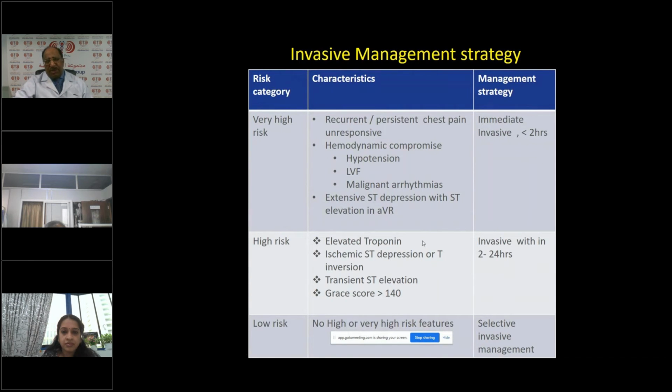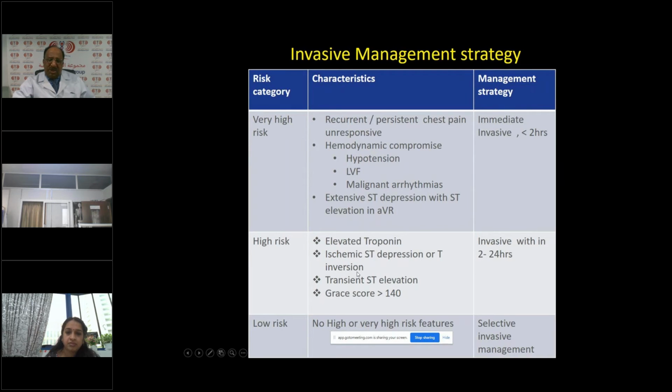Now, invasive management. Invasive management strategy has been well defined now. If the patient is a very high risk patient, that is having recurrent pain or a persistent pain unresponsive to management, or if there is any hemodynamic compromise like hypotension, LVF, or malignant arrhythmias, or extensive ST depression, more than or equal to 1 millimeter in 6 leads with ST elevation in AVR, the patient should be immediately taken up. If these are not present, but troponin is elevated, or transient ST elevations are there, the patient should be taken up within 24 hours, as early as possible.